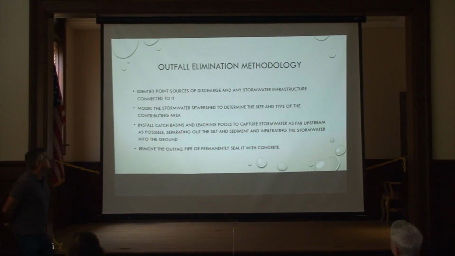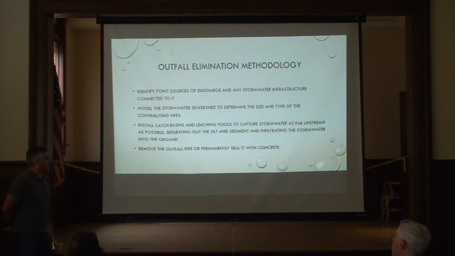Next slide, please. So what's our methodology? We identify point sources of discharge to any infrastructure that's connected to it. Essentially, we start at the end, we work our way upstream. We find out everything that we've got. Doesn't need to be rehabilitated, doesn't need to be replaced, doesn't need to be enhanced. We'll model the stormwater sewershed to determine the size and the type of contributing area. So for instance, is it mostly open space or agriculture? Is a lot of it paved? How many of those areas have controls of their own? How much water is being contributed from it?